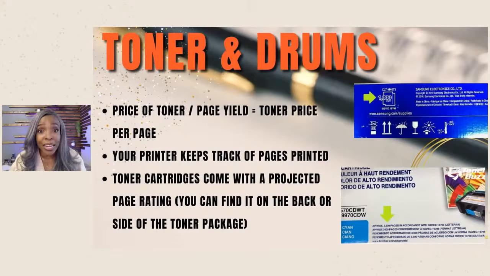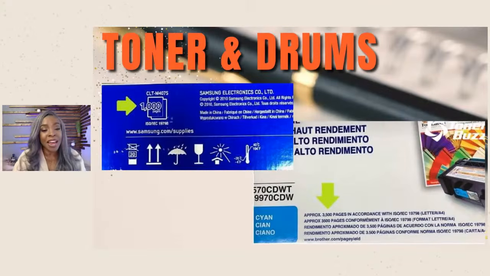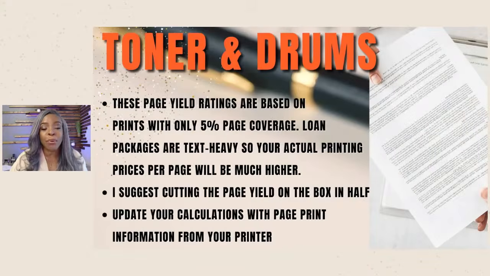If you're a new signing agent, you probably have no clue how many pages you are going to get from your toner cartridge. Well, the toner cartridges will tell you the estimated number of pages. It's called a projected page rating. That's either going to be in the description, if you're looking it up online, or on the actual toner box. I've got a couple of examples here where I'm pointing with little green arrows to show you what that projected page rating is. So it's going to tell you on the box what that projection is.